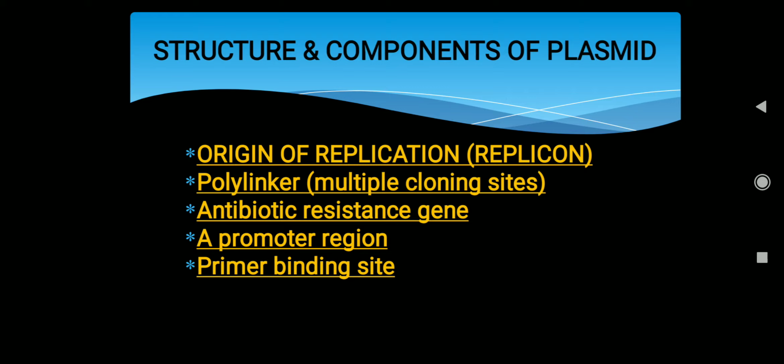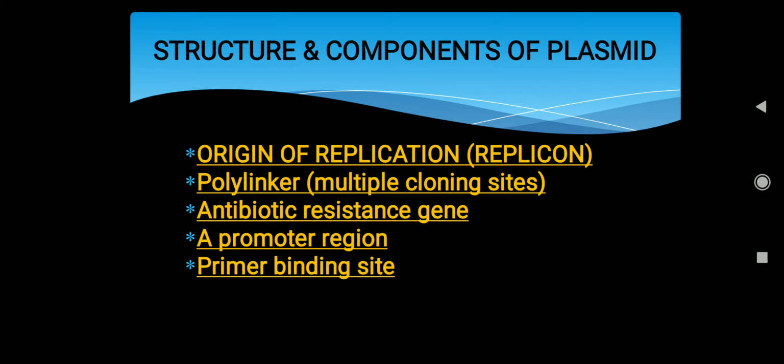This ORI site has AT base pairs. So, the ORI site is rich in AT base pairs because it is easy to separate the strands, because A and T are adenine and thymine residues. They have only two hydrogen bonds. Because they have only two hydrogen bonds, it is very easy to break them and separate the DNA for the replication fork to form during replication. So, the origin of replication is the region which will initiate the replication by forming a replication fork.